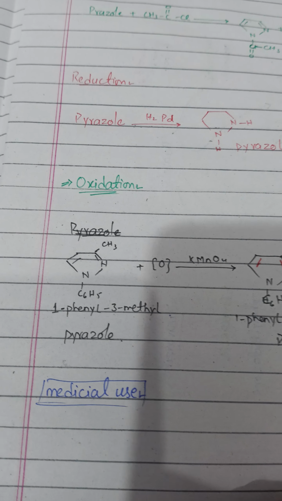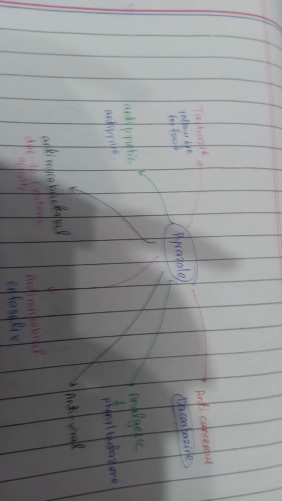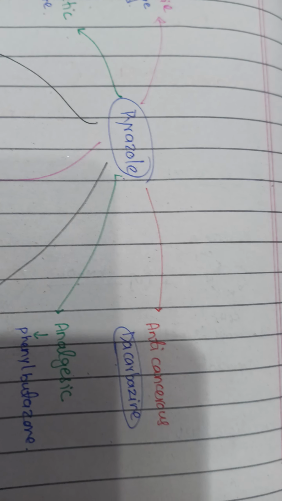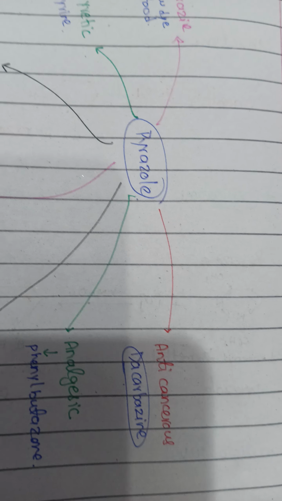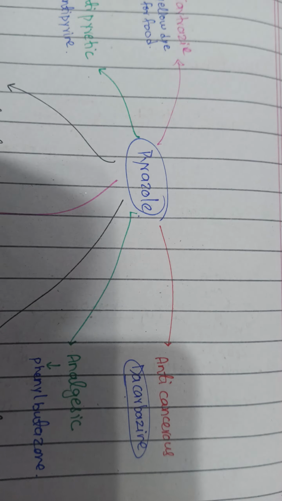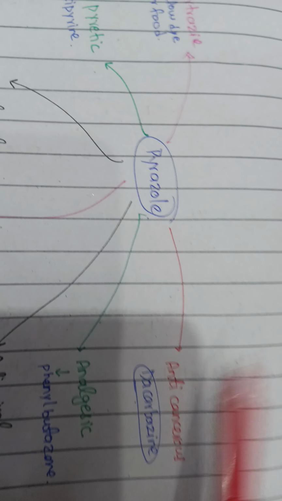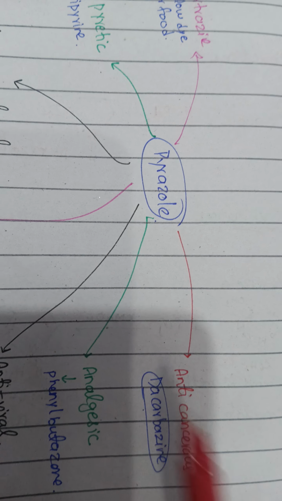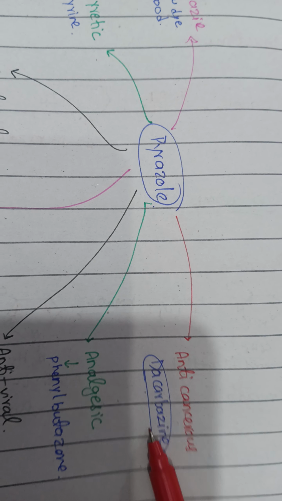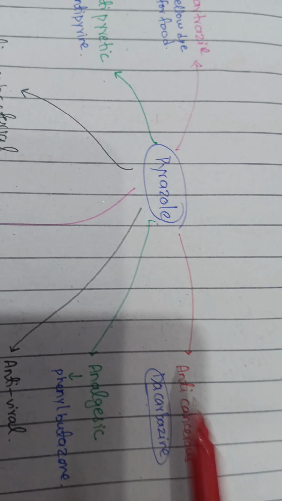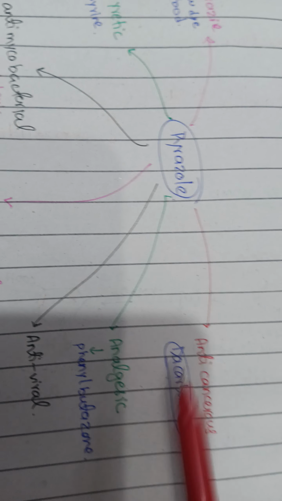Now we discuss the medicinal uses of pyrazole. First of all, it acts as an anti-cancer agent. In anti-cancer, the medicine which is used is named dacarbazine. In the dacarbazine medicine, a pyrazole derivative, the pyrazole ring, is present, and this drug acts as an anti-cancer agent. So this is the important medicinal importance of pyrazole.